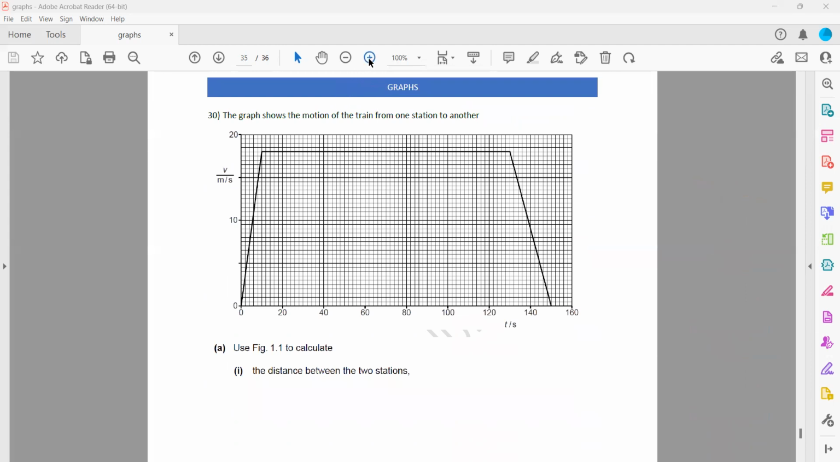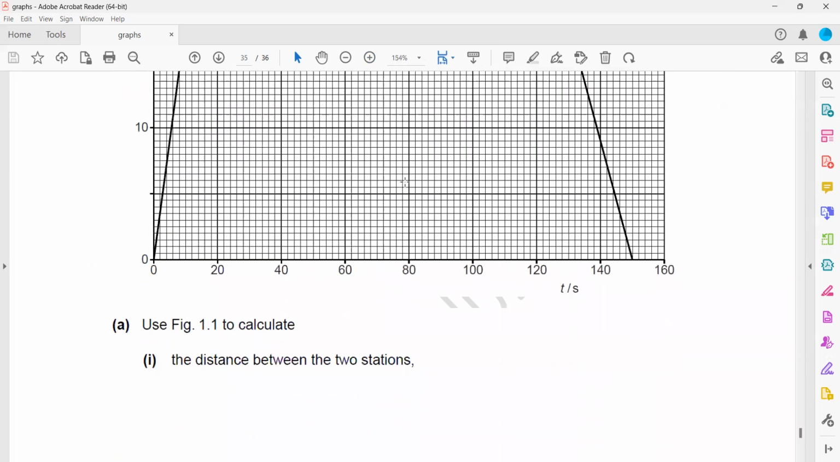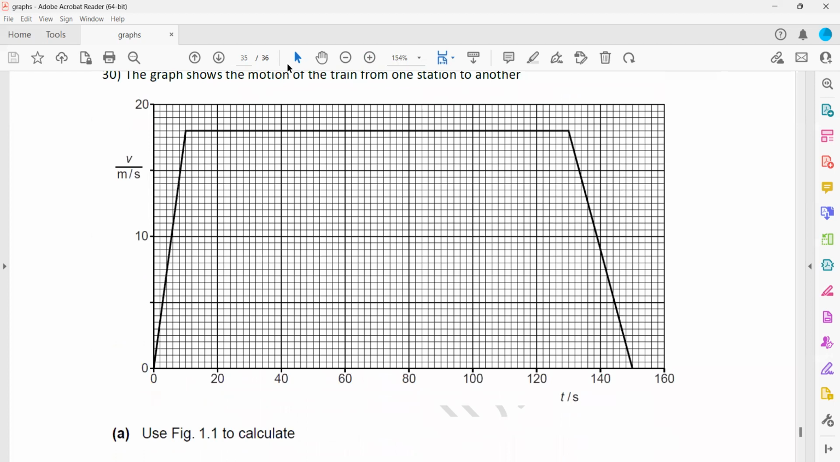The figure shows the motion of a train from one station to another. Calculate the distance between the two stations. You can use a trapezium, or you can divide it into a triangle and a rectangle. If you use a trapezium, the area is half the sum of the parallel sides times the height.